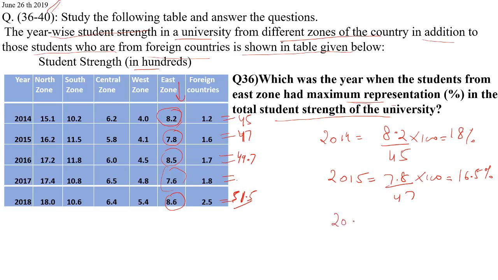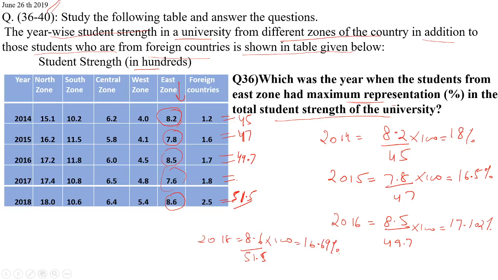Then 2016, the value will be 8.5 upon 49.7 into 100. It comes out to be 17.102%. Then 2018 will be 8.6 by 51.5 into 100, that will be 16.69%. So here the maximum representation is by 2014, correct?